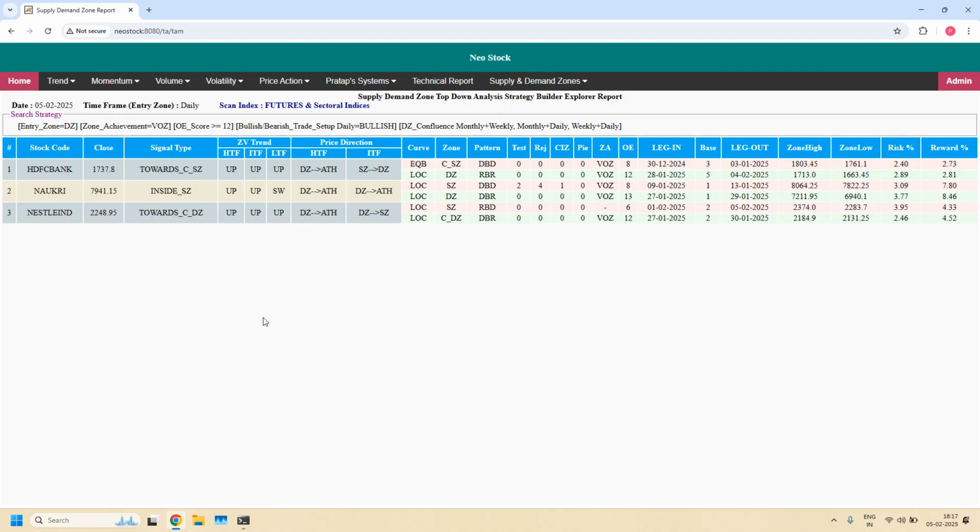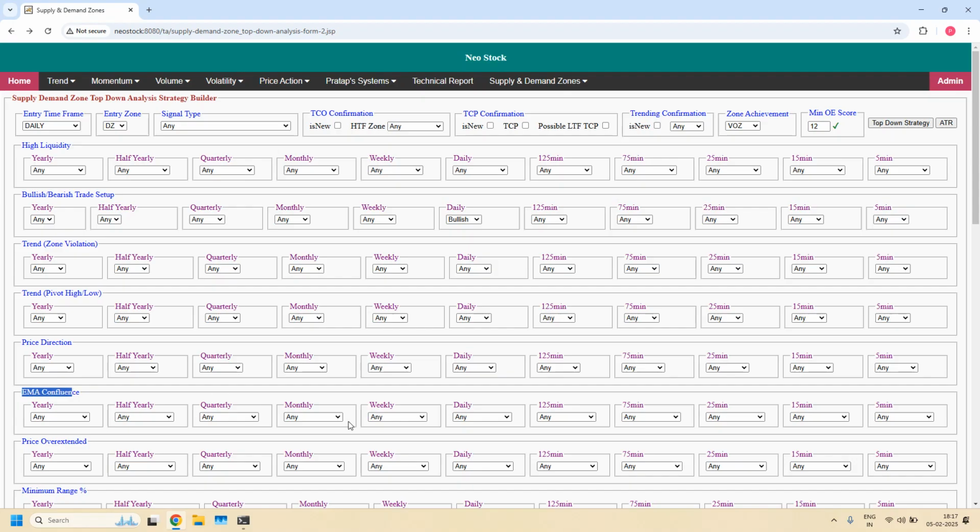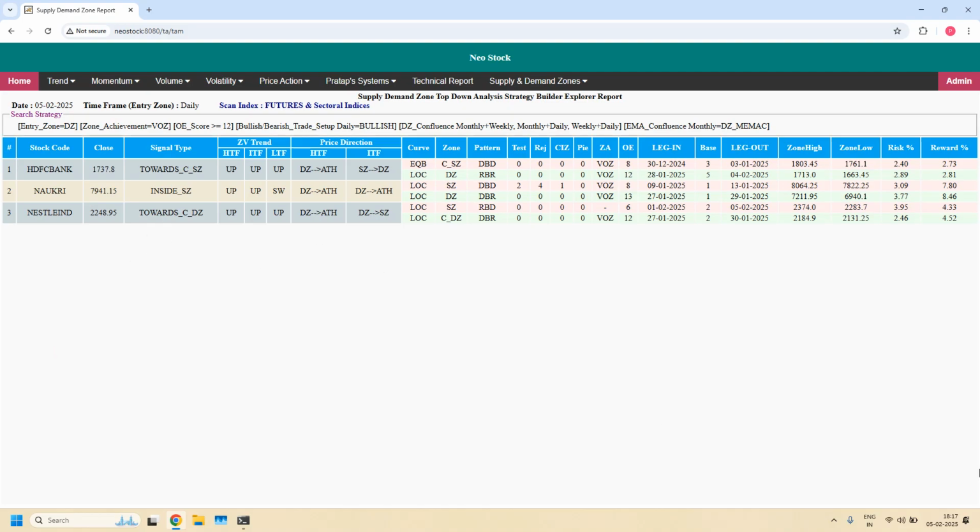HTF trend. If monthly demand zone is having monthly EMA confluence, those stocks, out of these 3, are even more high probability trade setup supported stocks. Let us verify. In the EMA confluence at monthly time frame, I am setting the filter monthly demand zone having monthly EMA confluence. With this filter, we got all the 3 stocks. That means all these 3 are even more high probability trade setup supported daily demand zones, because they are part of the monthly zone and also having monthly EMA confluence. Monthly demand zone with monthly EMA.